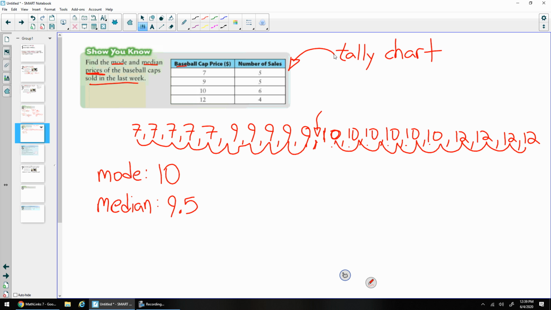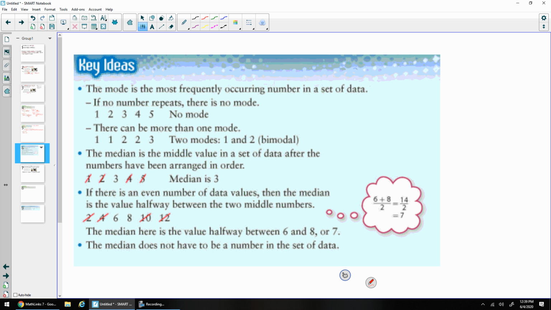Hopefully that makes some sense. Median and mode, mostly mode is the most occurring one, median is the middle. Okay, so these are the key ideas from your textbook. Mode is the most frequently occurring number. If no number repeats, there is no mode. It's okay if there's no mode.